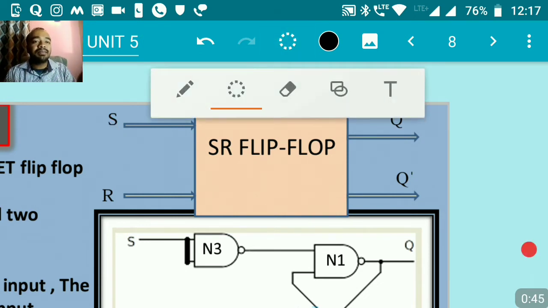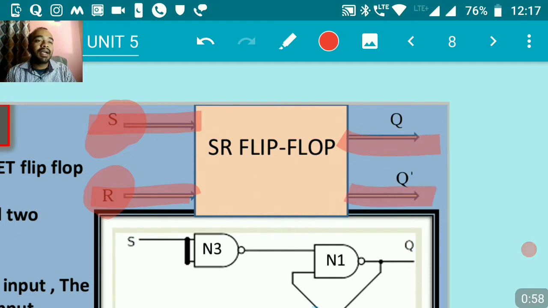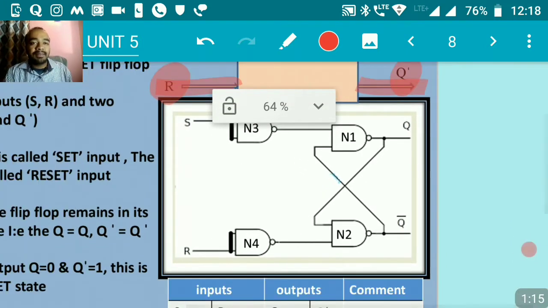Let me just grab a highlighter. So S is the set input, R is the reset input. When you give the set input and reset input to the SR flip-flop, you will get two outputs, Q and Q bar. Q is one output, Q bar is the other output. So the SR flip-flop has two inputs and two outputs. This is what we understand by seeing the block diagram. Now let us go to understand the logic diagram.